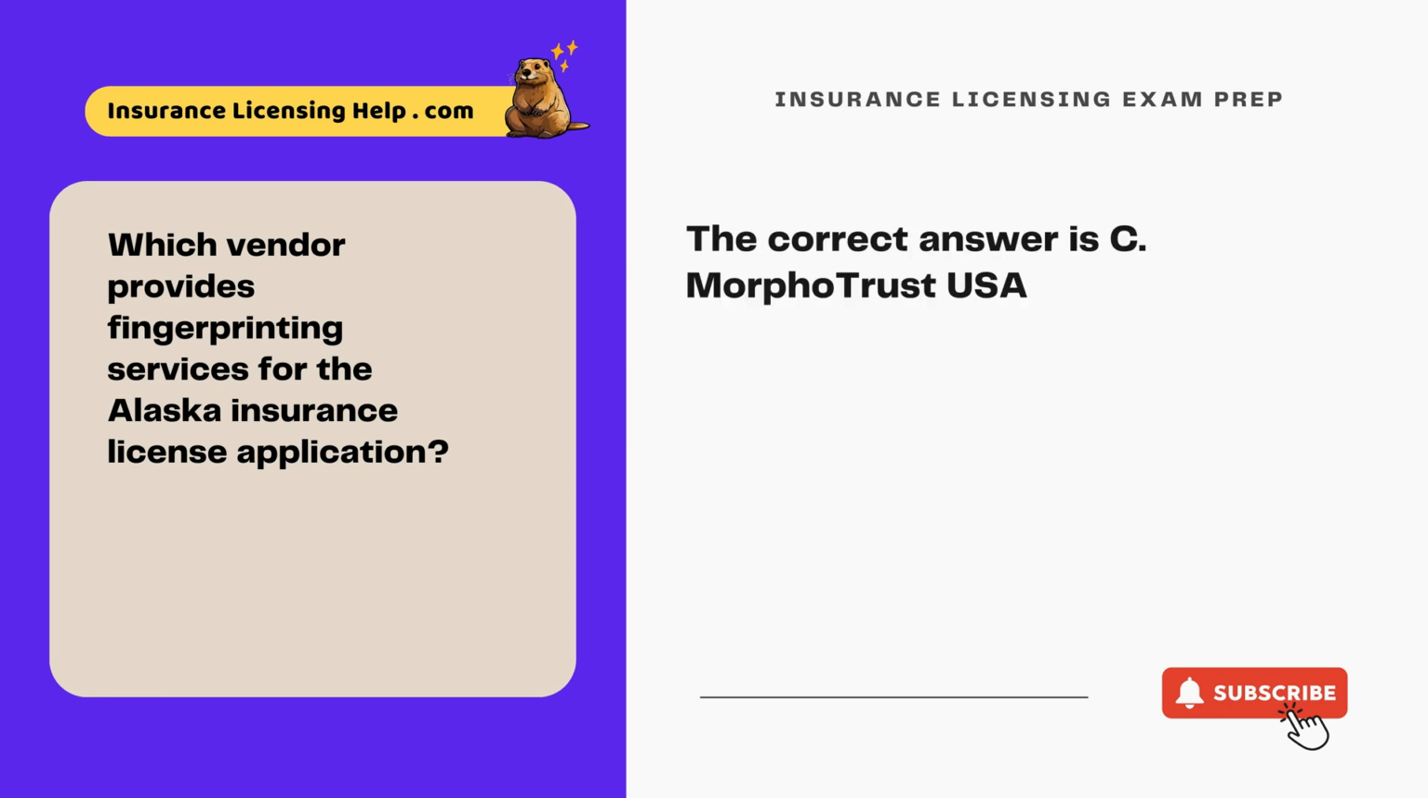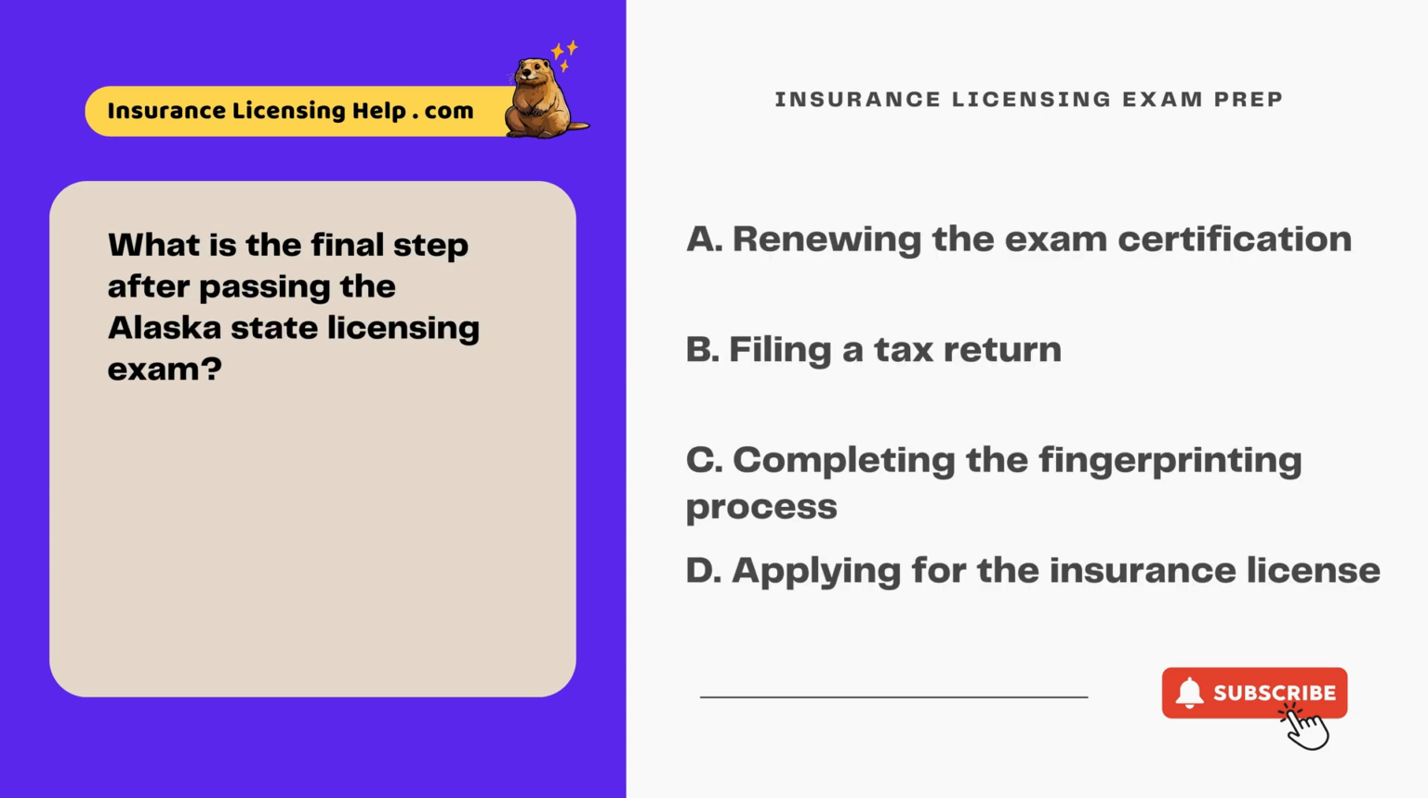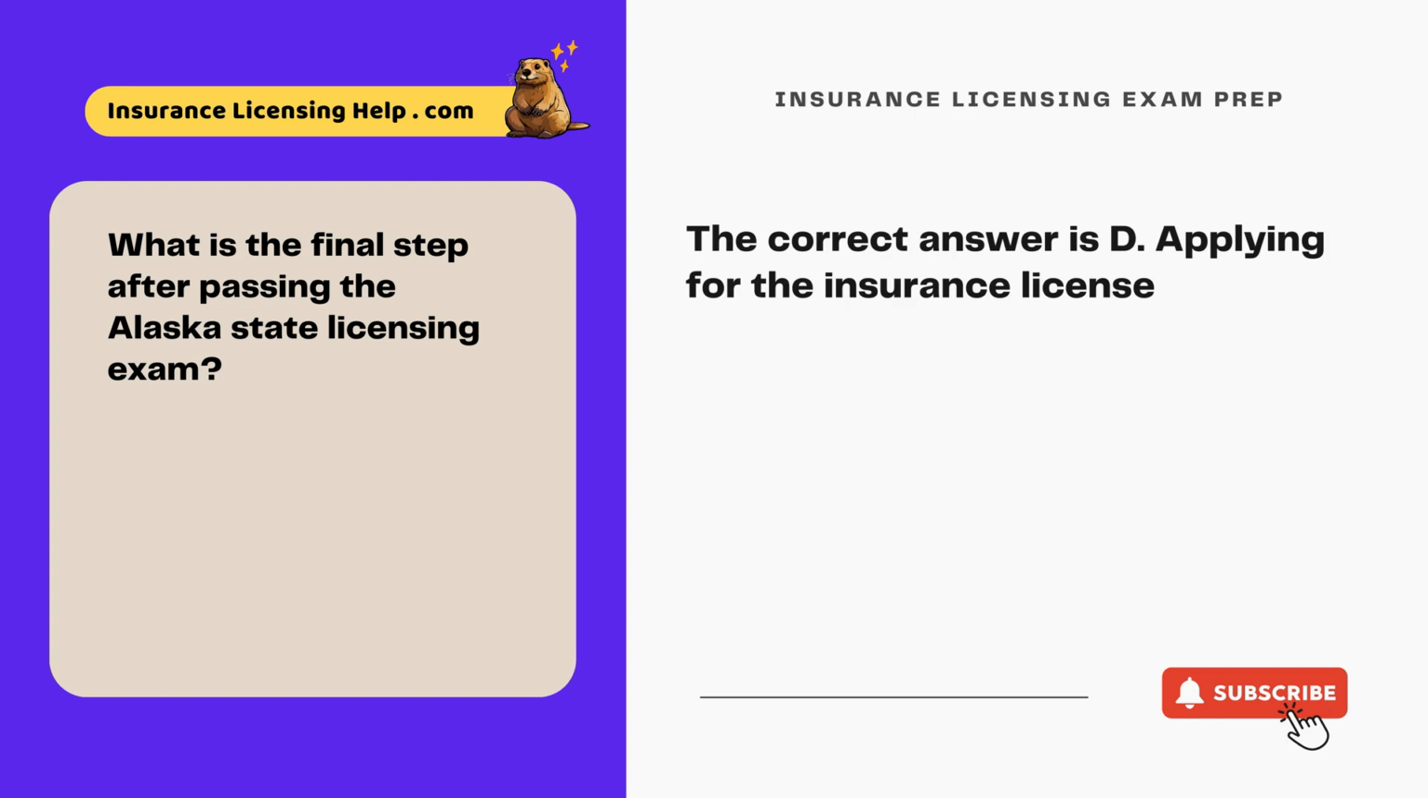MorphoTrust USA. MorphoTrust USA is the vendor mentioned for providing fingerprinting services for the Alaska Insurance License application. What is the final step after passing the Alaska State Licensing Exam? A. Renewing the exam certification. B. Filing a tax return. C. Completing the fingerprinting process. D. Applying for the insurance license. The correct answer is D.